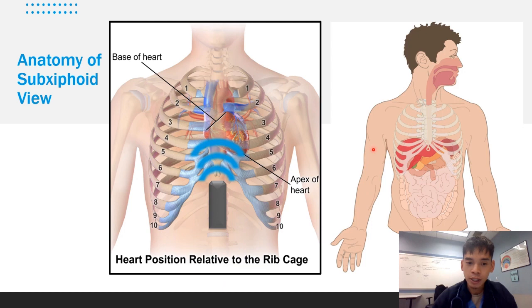And this is just to illustrate that we'll put the probe here looking for the heart, but we may pick up a lot of other organs, whether that be musculoskeletal or liver, or stomach. Okay.